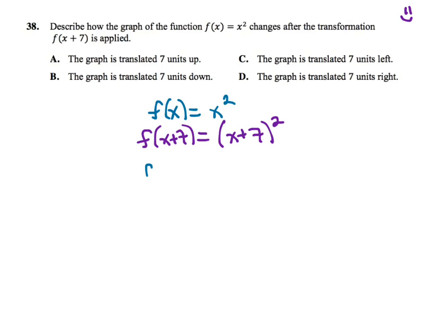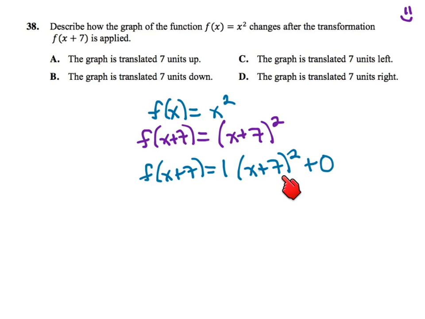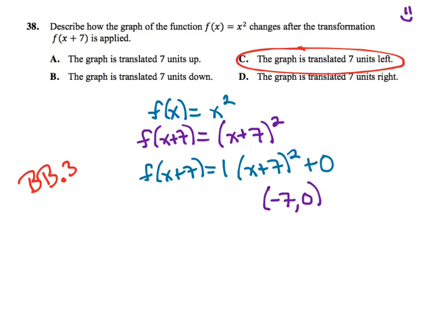And now if we convert that into full HK form, well, what is our A? Our A is 1. What is our H? There's the opposite of our H. What is our K? Our K is 0. So that means what are we doing? We're going 7 units to the left. Remember, it's the opposite of that, and we're not going up. So there's our vertex, 7 units left. To practice these transformations, you might look at BB3.